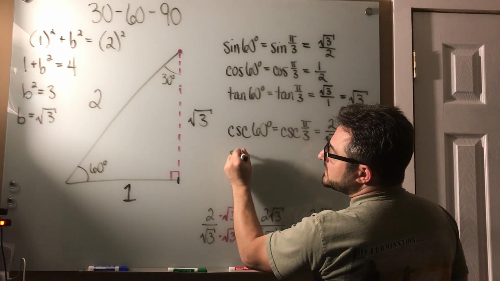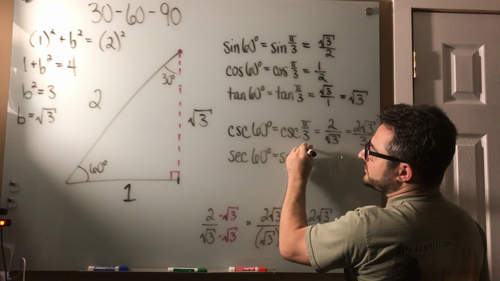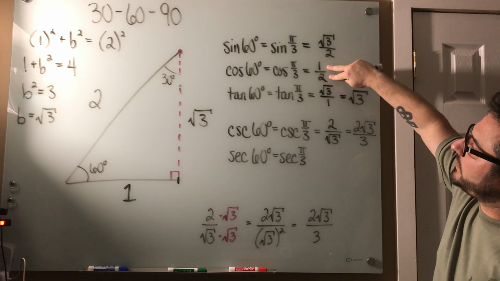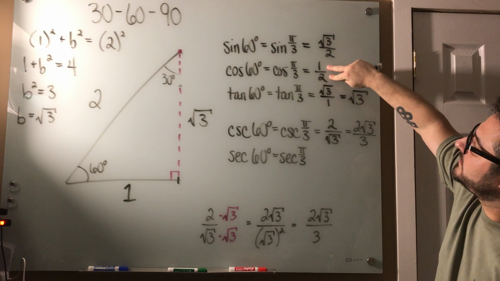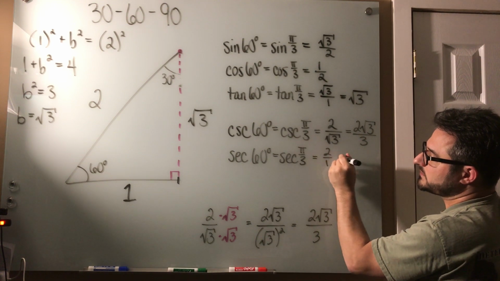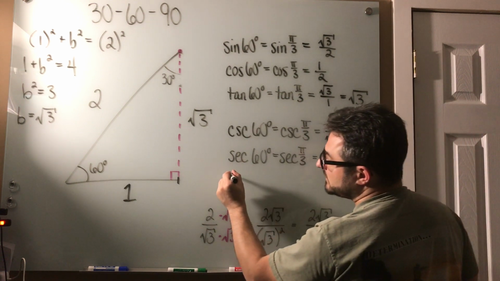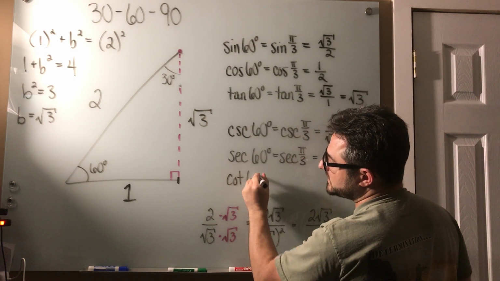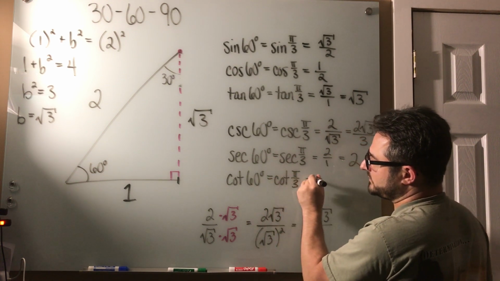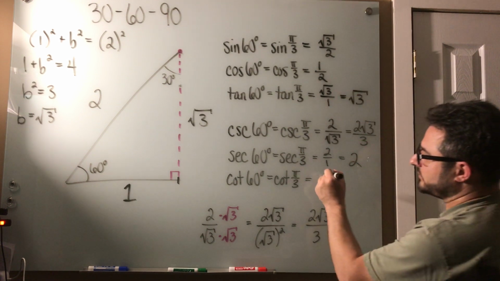Next up is the secant of 60 degrees, or the secant of pi over 3 radians, which would be the reciprocal of cosine of 60 degrees. Well, that one's nice and easy to flip over. 2 over 1 is just 2. And lastly, cotangent of 60 degrees, or cotangent of pi over 3 radians. 1 over the square root of 3.